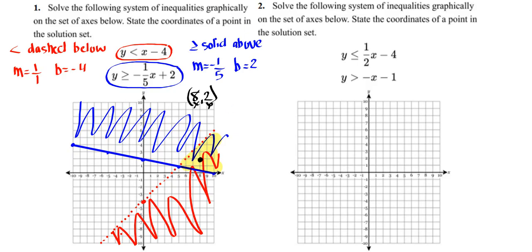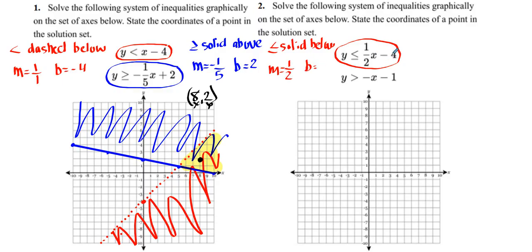All right, let's go ahead and do the same thing in graph number 2. I'm going to use red to represent the top inequality. Y is isolated, so now we have a less than or equal to. What that means is this is going to be solid, and because it's less than, it's going to be below. The m, or the value in front of x, that's my coefficient, is 1/2, which is positive.